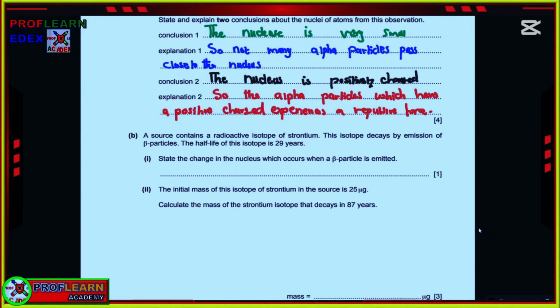The change of the nucleus occurs when an alpha particle is emitted. In this case, a neutron is changed or converted into a proton.